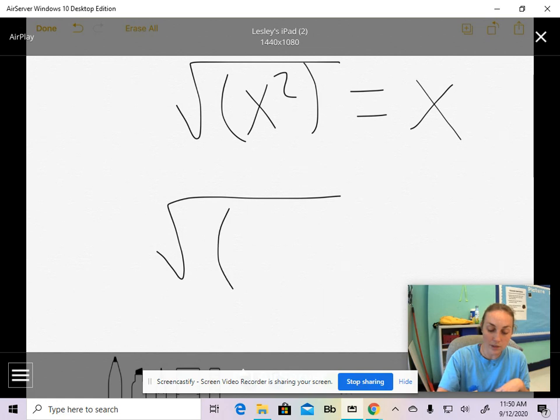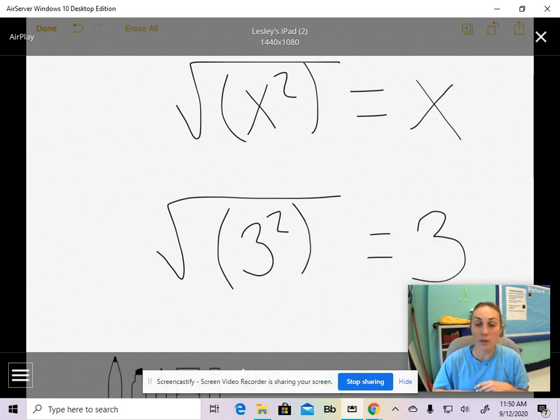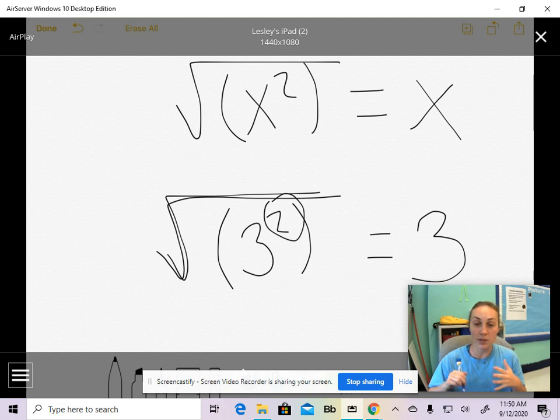So for example, let's put a number in there. If you took the square root of 3 squared, the number by itself would be 3, because the squared and the square root are the inverse of each other. They cancel each other out, okay? They're the opposite. All right.